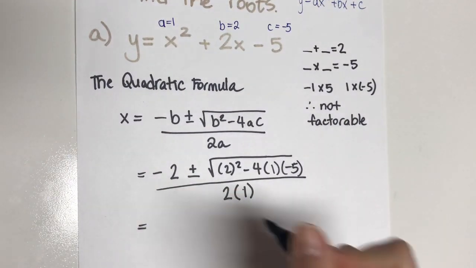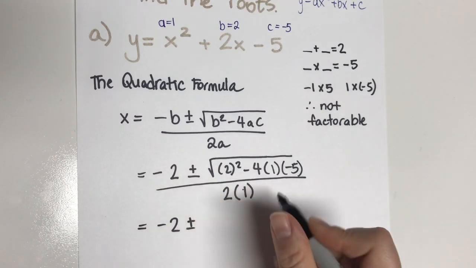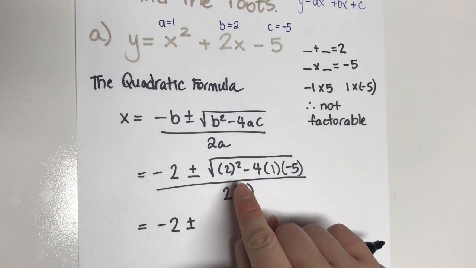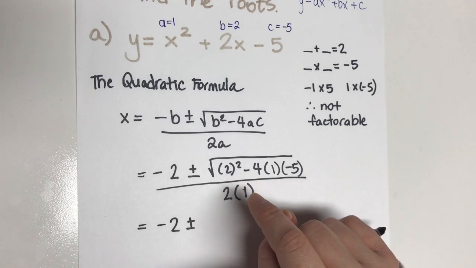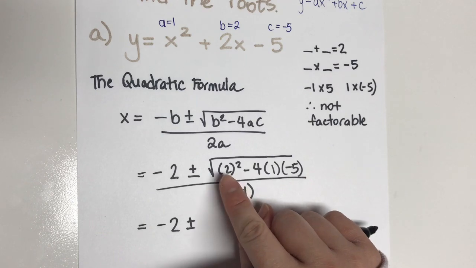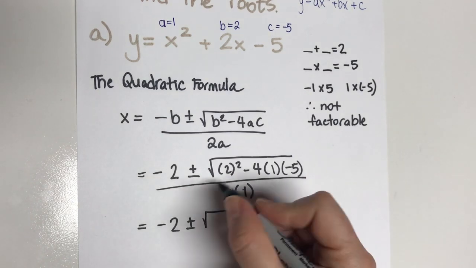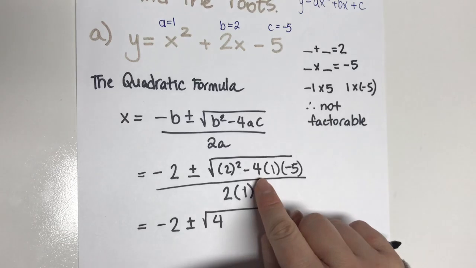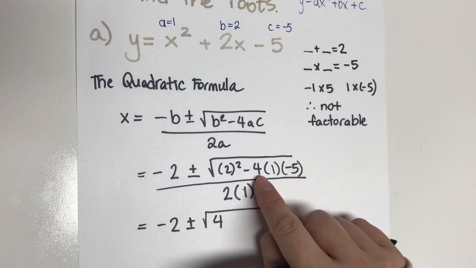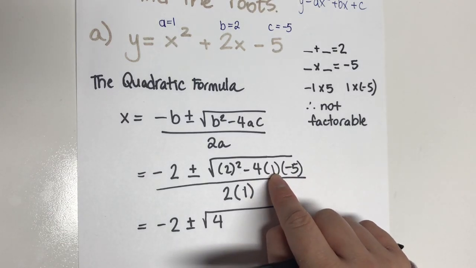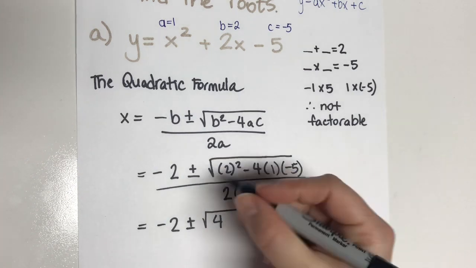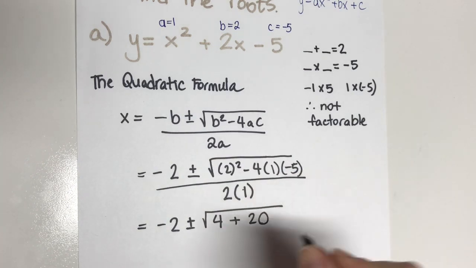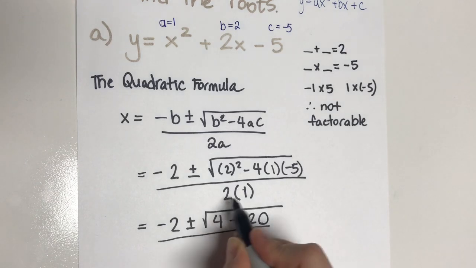Now I'm going to continue simplifying. So -2 plus or minus. When you're simplifying, the square root is kind of like brackets. You do what's inside the square root first. So 2 squared gives me 4. And I'll do multiplication in the same step. So -4 times +1 times -5. So I have negative, positive, negative. These are going to make a positive number. So that's going to give me positive 20 over 2 times 1 is 2.